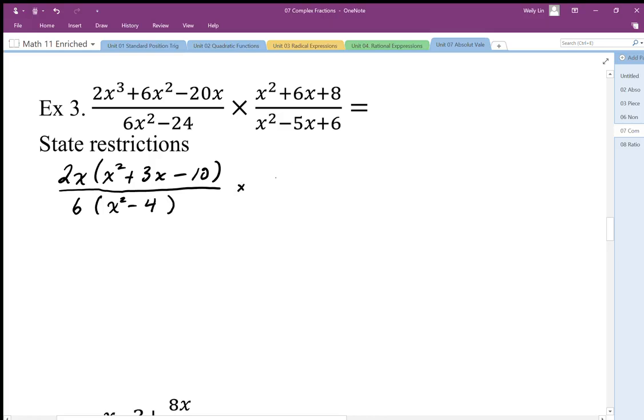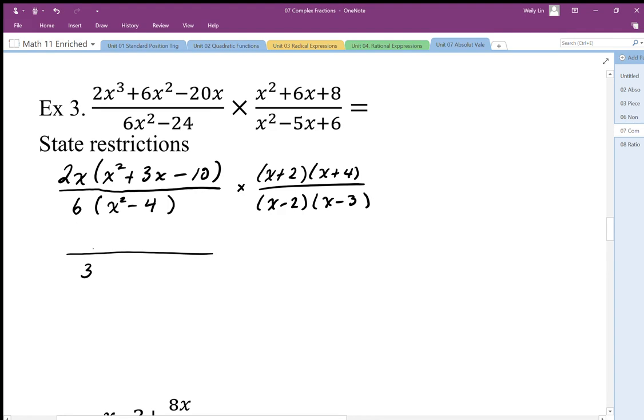Here I'm just going to factor, since these are quadratics. Two numbers that multiply to 8 and add to 6 are 2 and 4. Two numbers that multiply to 6 and add to negative 5 are negative 2 and negative 3. So what we're going to end up doing is factoring that quadratic. So before that, I'm going to simplify this fraction. 2 over 6 becomes 1 over 3.